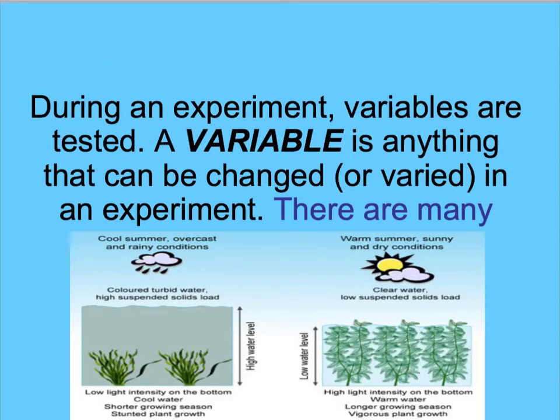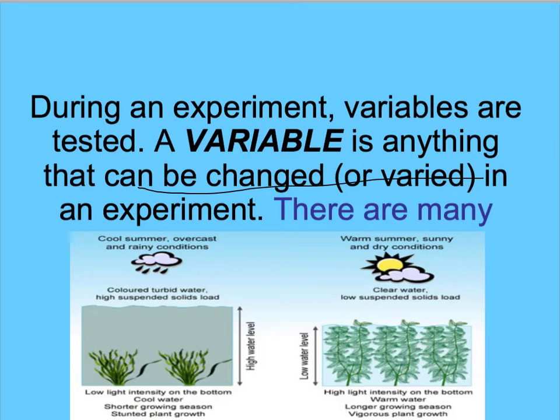Okay, so we've gone through what a hypothesis needs to be in order to be valid. So let's talk about the experimenting stage. There are different variables that are going to be in your experiment. A variable is defined as anything that can be changed or varied in your experiment. There are many different kinds of variables.